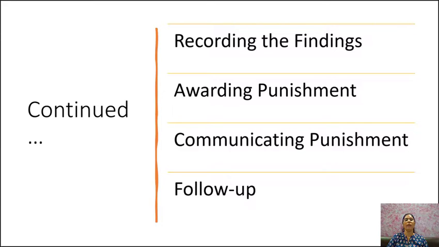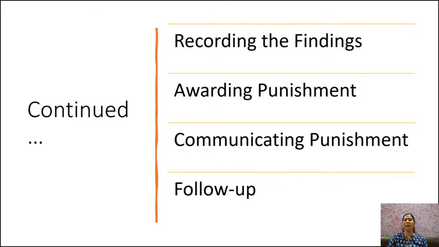Next is awarding punishment. The management should decide to punish on the basis of findings of the enquiry, past record of the worker, and gravity of the misconduct. Warning, fine, withholding increments, demotion, suspension, termination are the types of punishment that may be used.